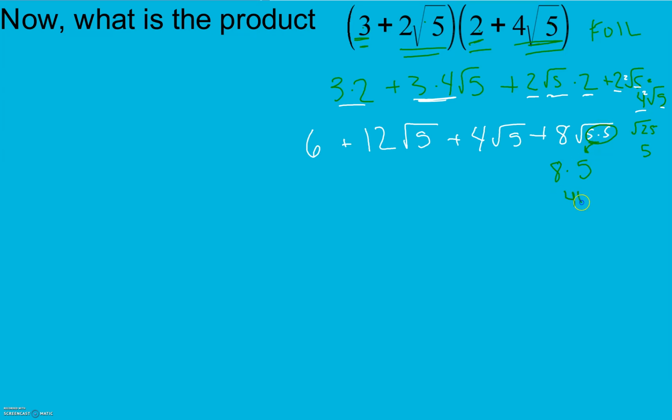and get 40 here. Now, when I combine my like terms, 6 plus 40 gives me 46, and 12 plus 4 gives me 16 square roots of 5. And I can do that again because these radicals are exactly the same. I cannot combine it any further though, because I don't have the same radical parts, just like if that was an x. Okay, I couldn't combine 46 plus 16x. Same thing here with the radical part.